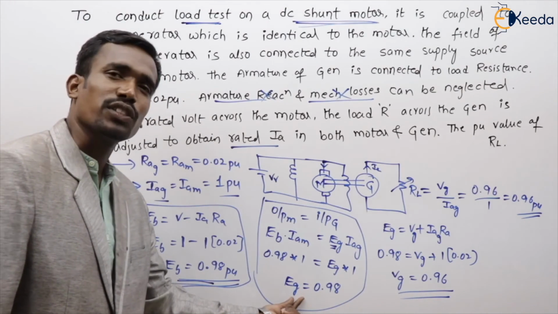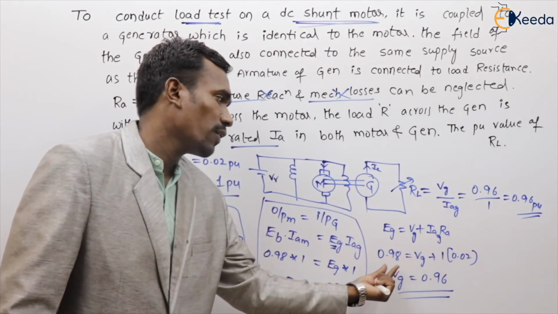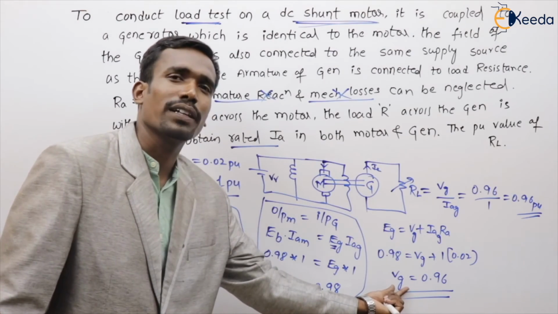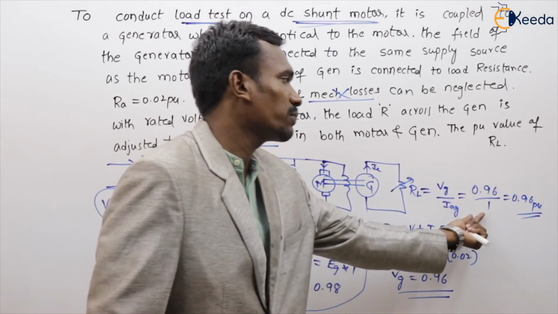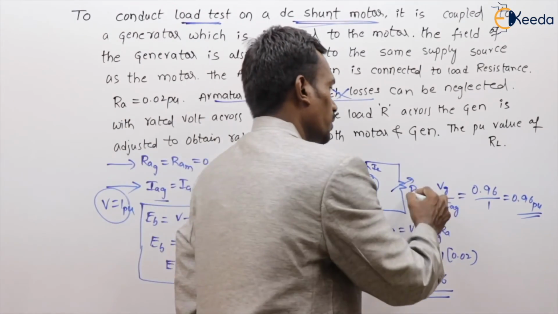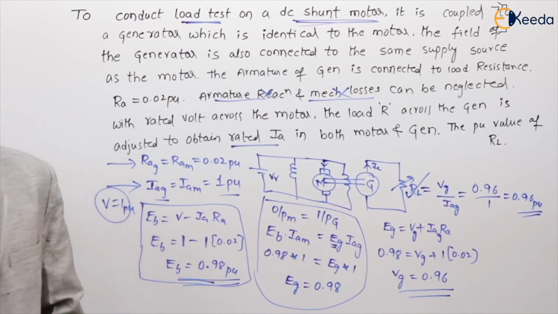Then EZ of generator. EZ is equal to V plus IARA. VZ is 0.96. 0.96 by 1, 0.96 per unit. Yes, I got the load resistance. This is the answer, guys.